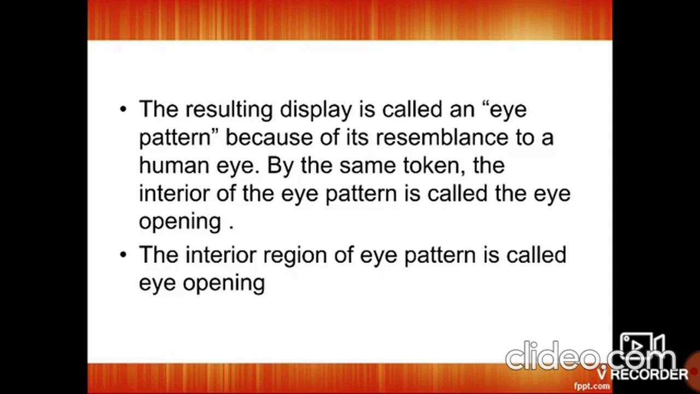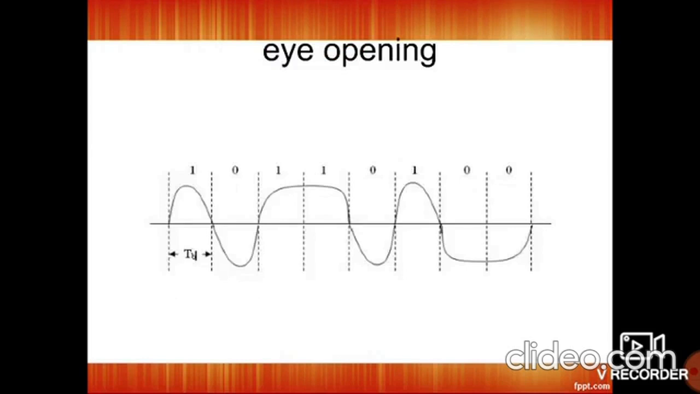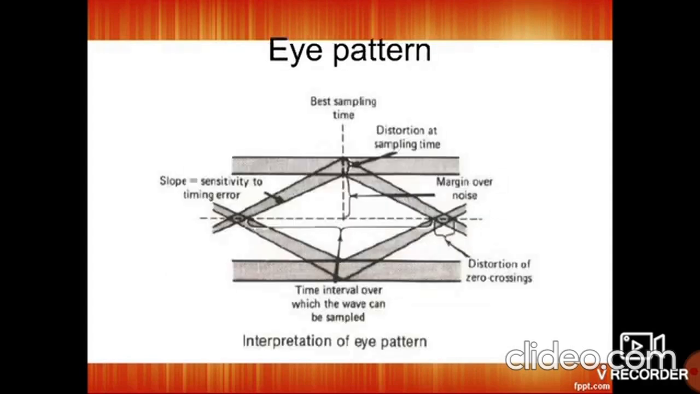The interior region of the eye pattern is called the eye opening. So the eye opening is like this. For the data, the zeros and ones, the opening and closing can be represented. So simply the eye pattern can be drawn like that, which is the interpretation of the eye pattern.